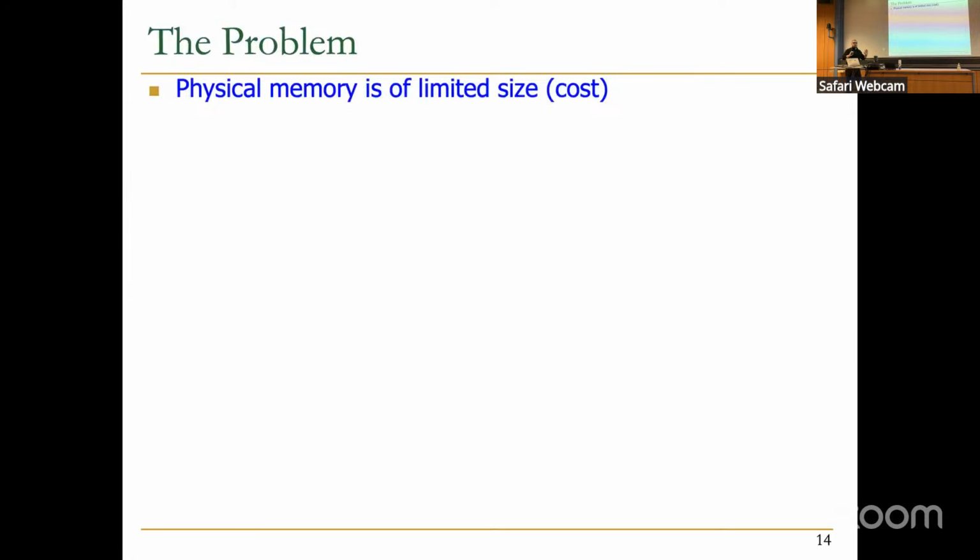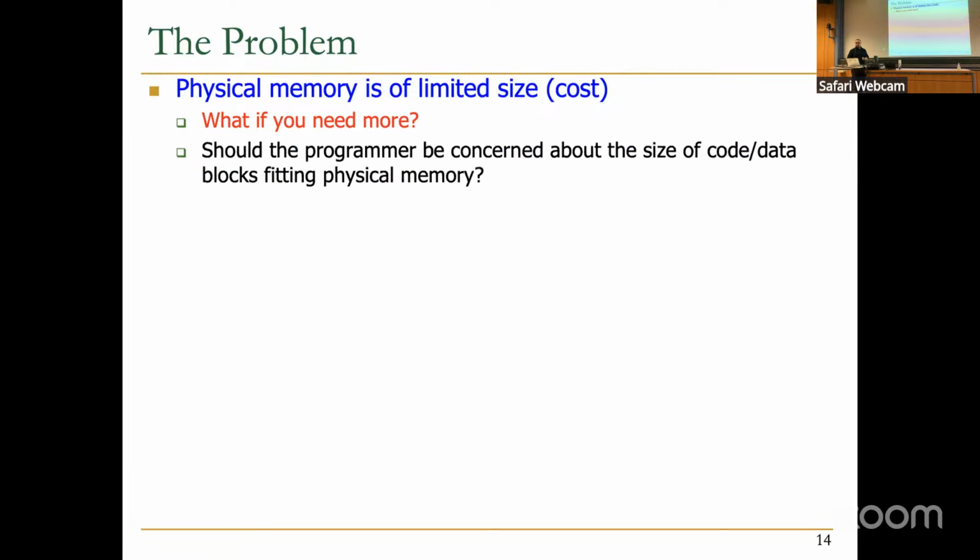So what is the problem? What are some problems with this approach? First, physical memory is of limited size. What if you need more? Let's say you wrote your program to use 20 kilobytes of physical memory, but the available memory is 10 kilobytes. Then what do you need to do? You need to rewrite your program every time the physical memory changes.